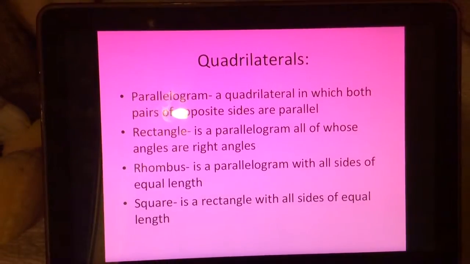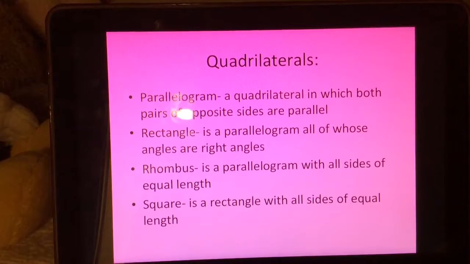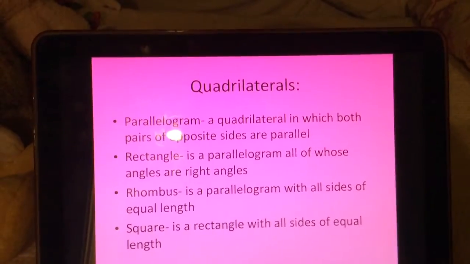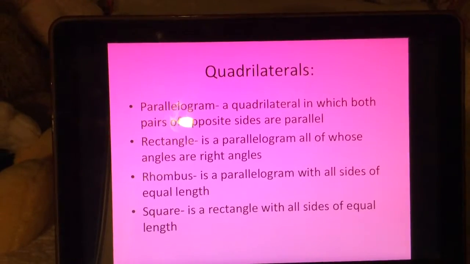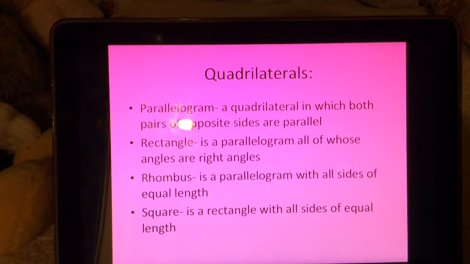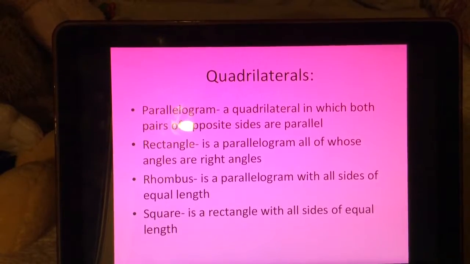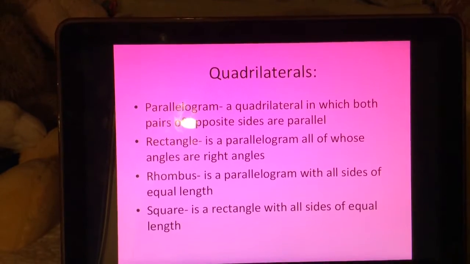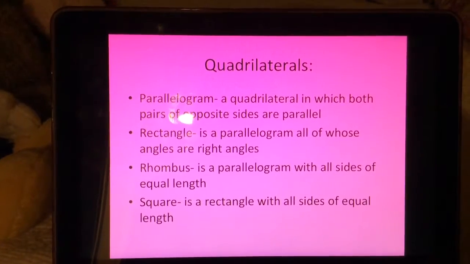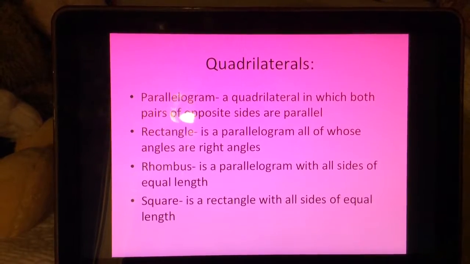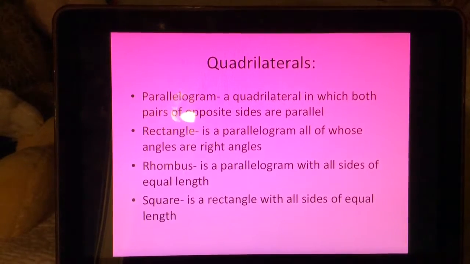Now we're going to talk about quadrilaterals. We have 1, 2, 3, 4 different shapes that are also quadrilaterals. Our first one is a parallelogram, which is a quadrilateral in which both pairs of opposite sides are parallel. Then we have a rectangle, which is a parallelogram, all of whose angles are right angles. Next, we have a rhombus, which is a parallelogram with all sides of equal length. And last, we have a square, which is a rectangle with all sides of equal length.